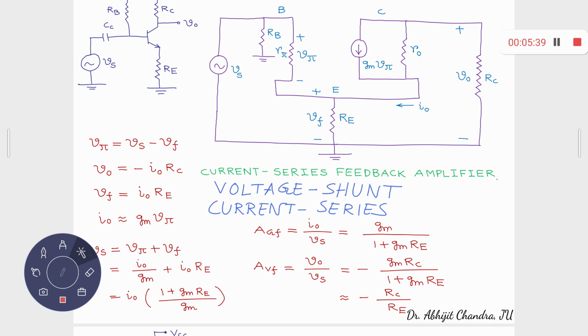Something like that. So if you have voltage shunt, if you have current series, you combine them, they will become voltage series and current shunt. Something like that. You take the voltage out of voltage shunt, you take the series out of current series, match them, it becomes voltage series.